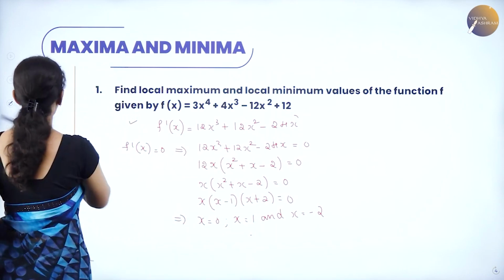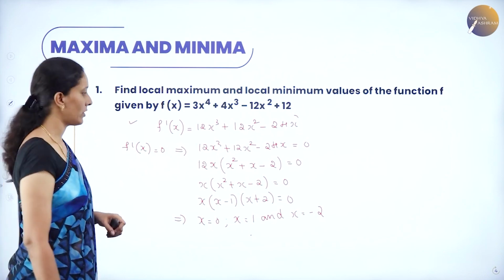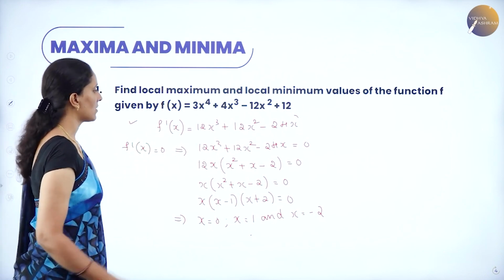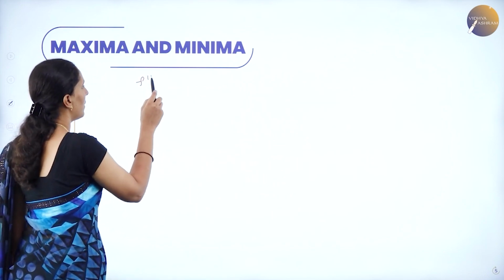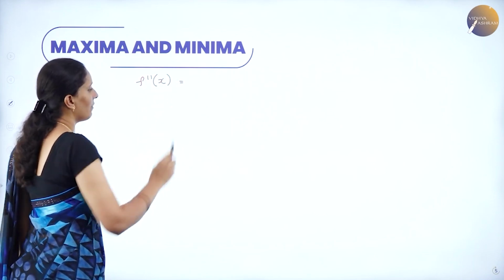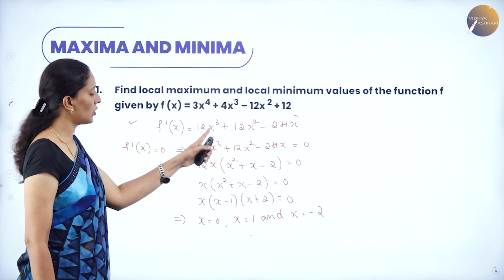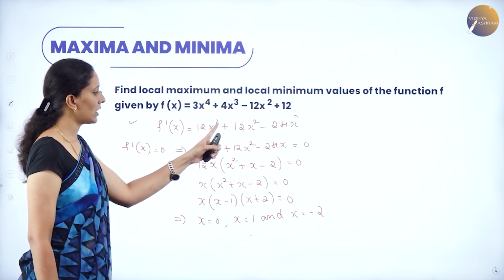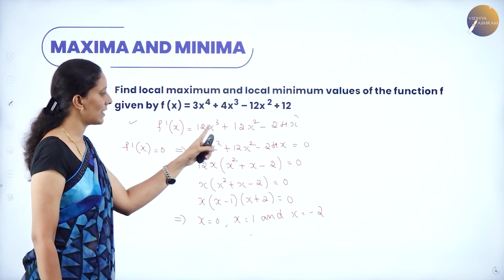Now let us find out the second order derivative here. So f dash of x is 12x cube plus 12x square minus 24x. Now we have f double dash of x. When you derive it, derivative of x cube is 3x square, 12 3s are 36x square.